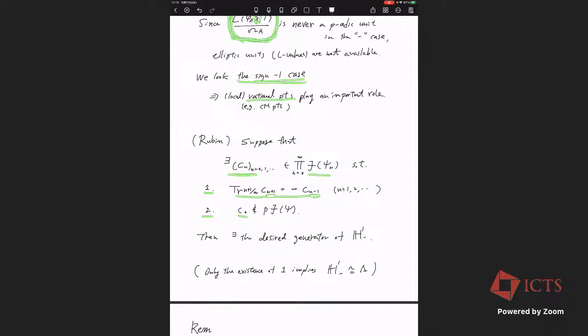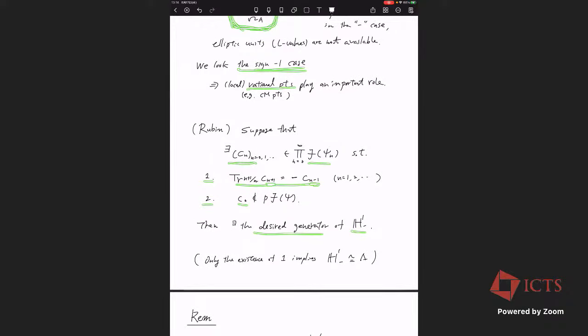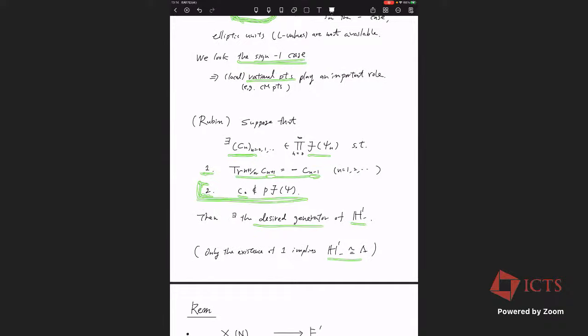If we had such good local points, at least Rubin showed that we can construct the desired generator of H1 minus. The hard condition is, of course, 2. Without 2, Rubin constructed such points satisfying only one, and using the system, Rubin showed that H1 minus is free of rank 1. But for Rubin's conjecture, we really need the system satisfying condition 2.